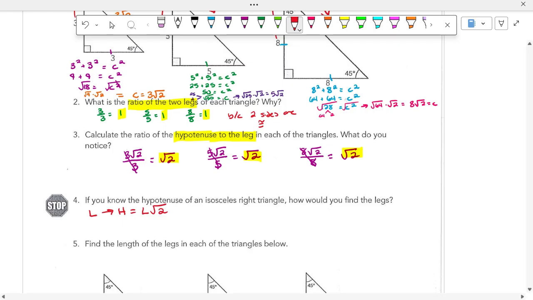Now, that means that to get from hypotenuse to leg, if we go backwards, what do you think we're going to do? What's the opposite of multiplication? Division. So we would divide by the square root of 2. So we take the hypotenuse and divide it by the square root of 2.